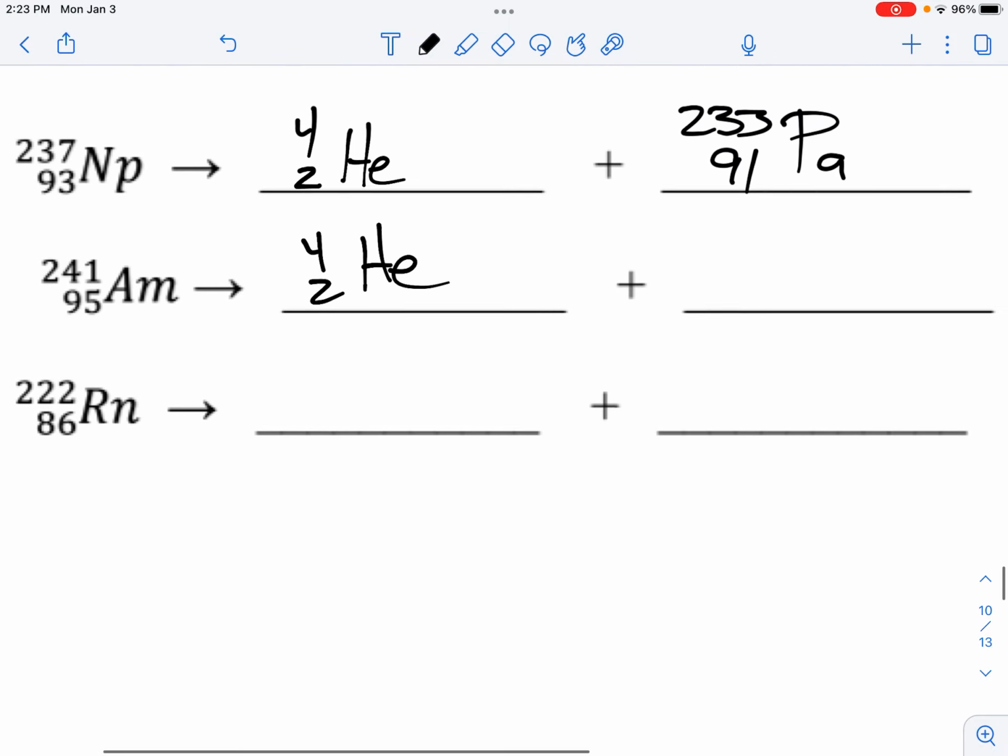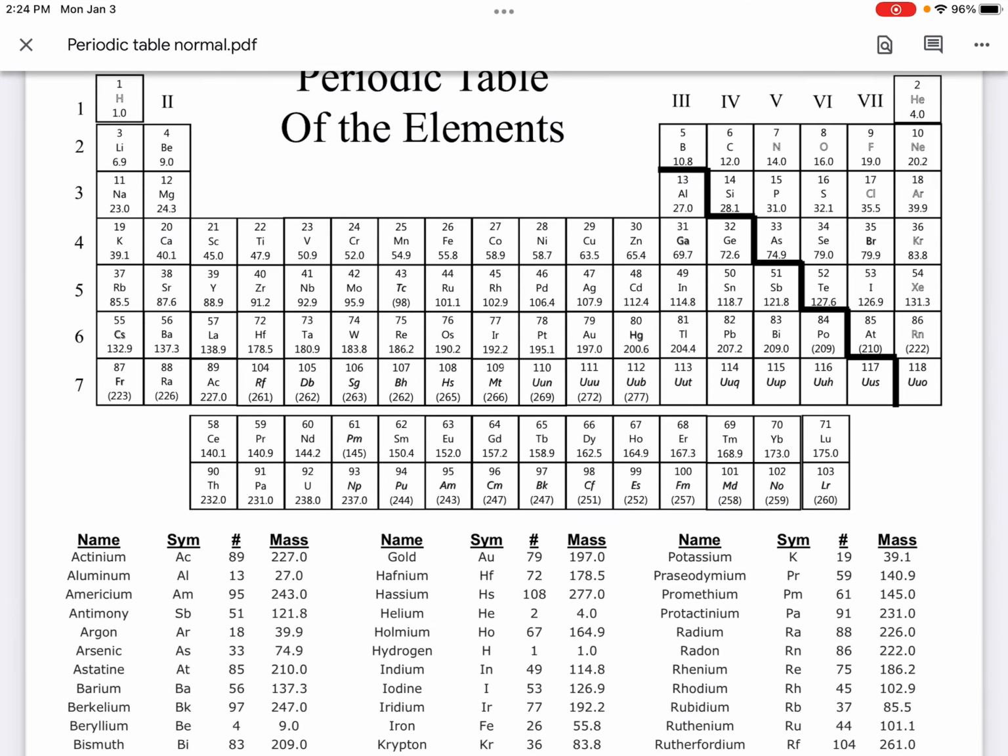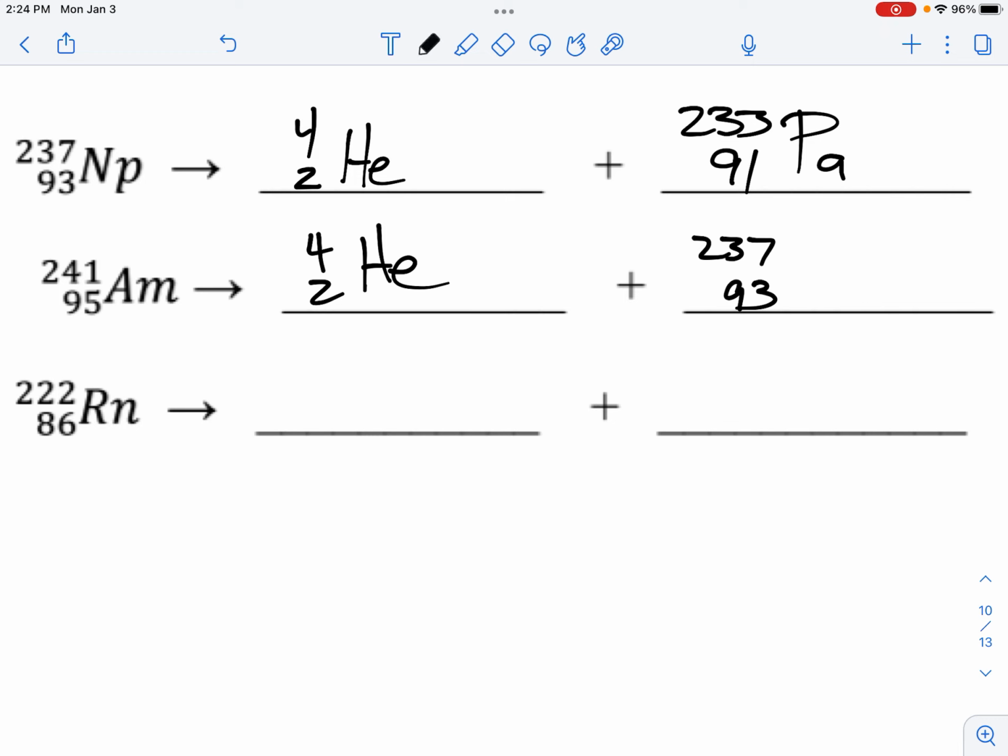So then what does that leave us with? Well, I had 241, and I lost 4, so that's going to leave me with 237 up top. And then I started with 95, and I lost 2, and that's going to get me down to 93, which is some other element. I just have to look up what that element is. So I'm going to come over here, and I'm going to find element number 93 on the periodic table. There he is. Element number 93 is neptunium. So this is going to be Np, like so.